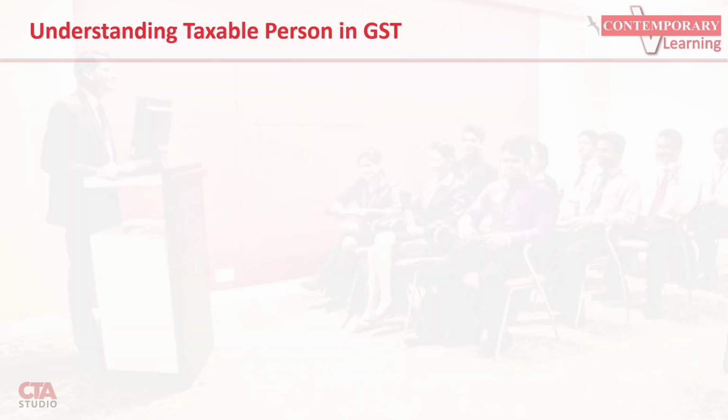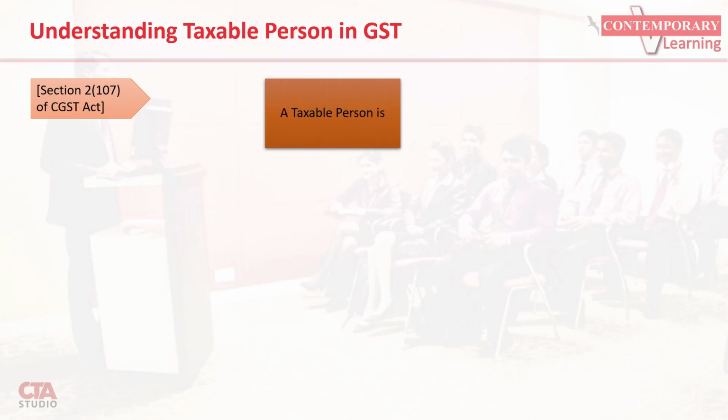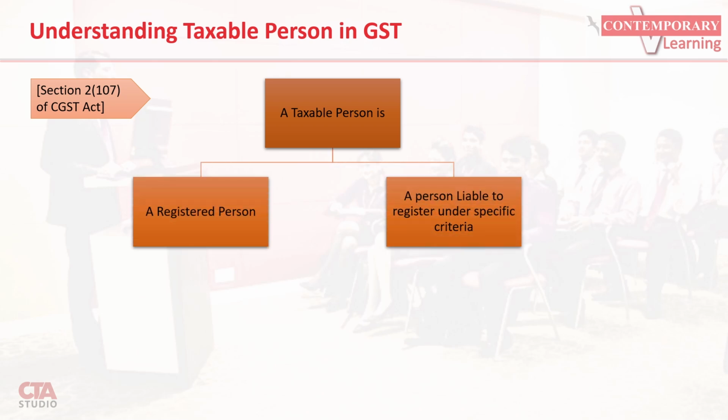Before we dive into who needs to register, let's understand what constitutes a taxable person under GST as defined in Section 2(107) of the CGST Act. A taxable person has two categories. The first category is a registered person, someone who is already registered under GST and is actively part of the system. The second category is a person liable to register under specific criteria.